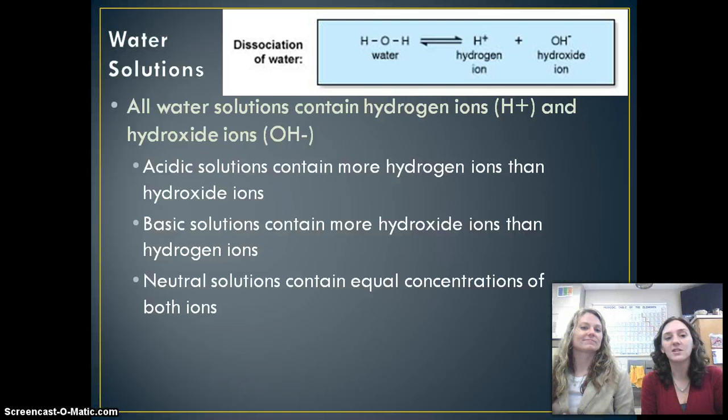Water solutions. All water solutions contain hydrogen ions, H+, and hydroxide, OH negative. You guys know what those ions are. Acidic solutions are going to have more hydrogen ions than hydroxide, because acids are made of hydrogen ions paired with something else. And basic solutions are normally some sort of metal or polyatomic ion paired with a hydroxide ion. So if you have more hydroxides than hydrogens, you're going to be more basic. Neutral solutions are right there in the middle, and they contain equal concentrations of hydrogen and hydroxide. Easy enough, I think. Basic stuff.